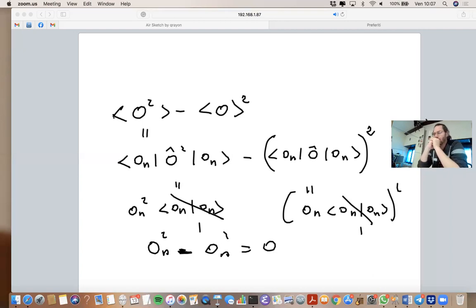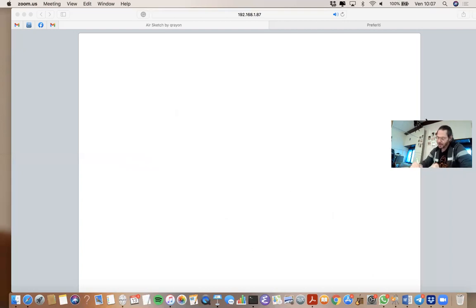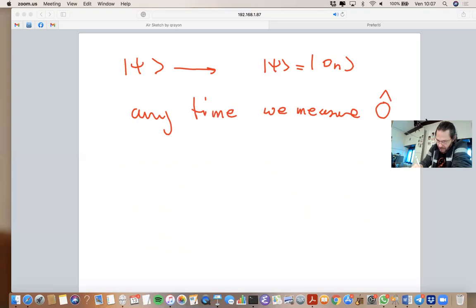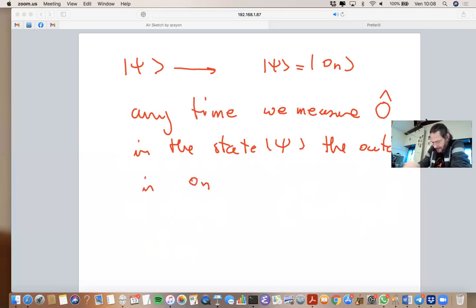We arrived at the conclusion that if my state psi is actually not any state, but is in particular an eigenstate of some operator O, anytime we measure O in the state psi, the outcome is the eigenvalue ON, defined as O ON equals ON ON.